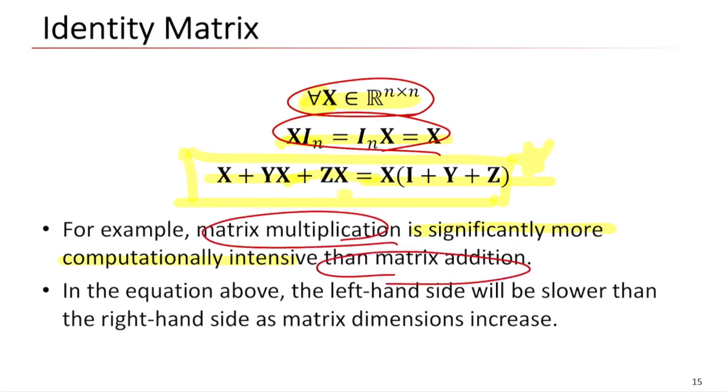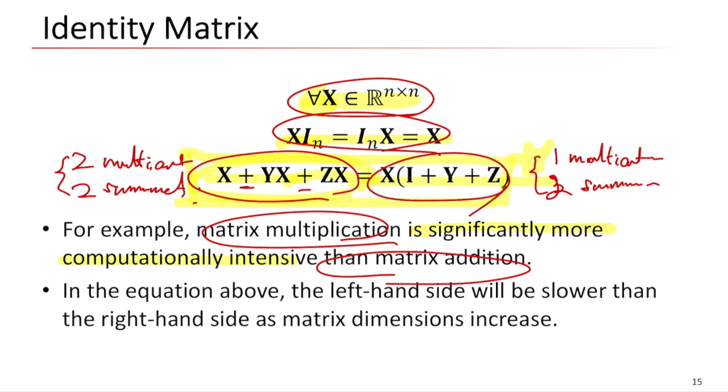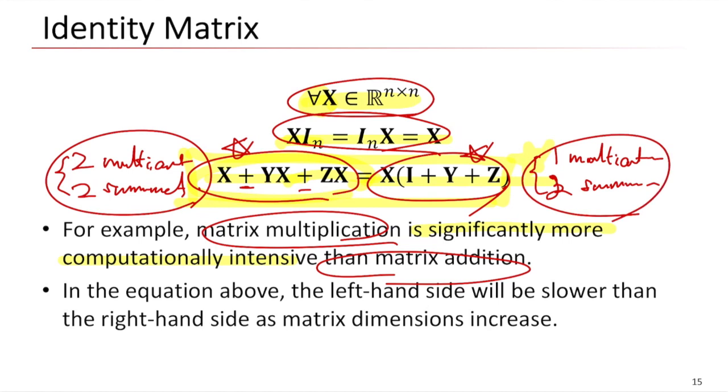So what does that mean? On the left hand side, there are 2 matrix multiplications and 2 summations here and here. On the right hand side, there is 1 matrix multiplication and 2 matrix summations. So it means that these 2 expressions can generate the same output, but when computing this part, we need one more matrix multiplication than the right hand side equation. So the left hand side will be slower than the right hand side as the matrix dimension increases.